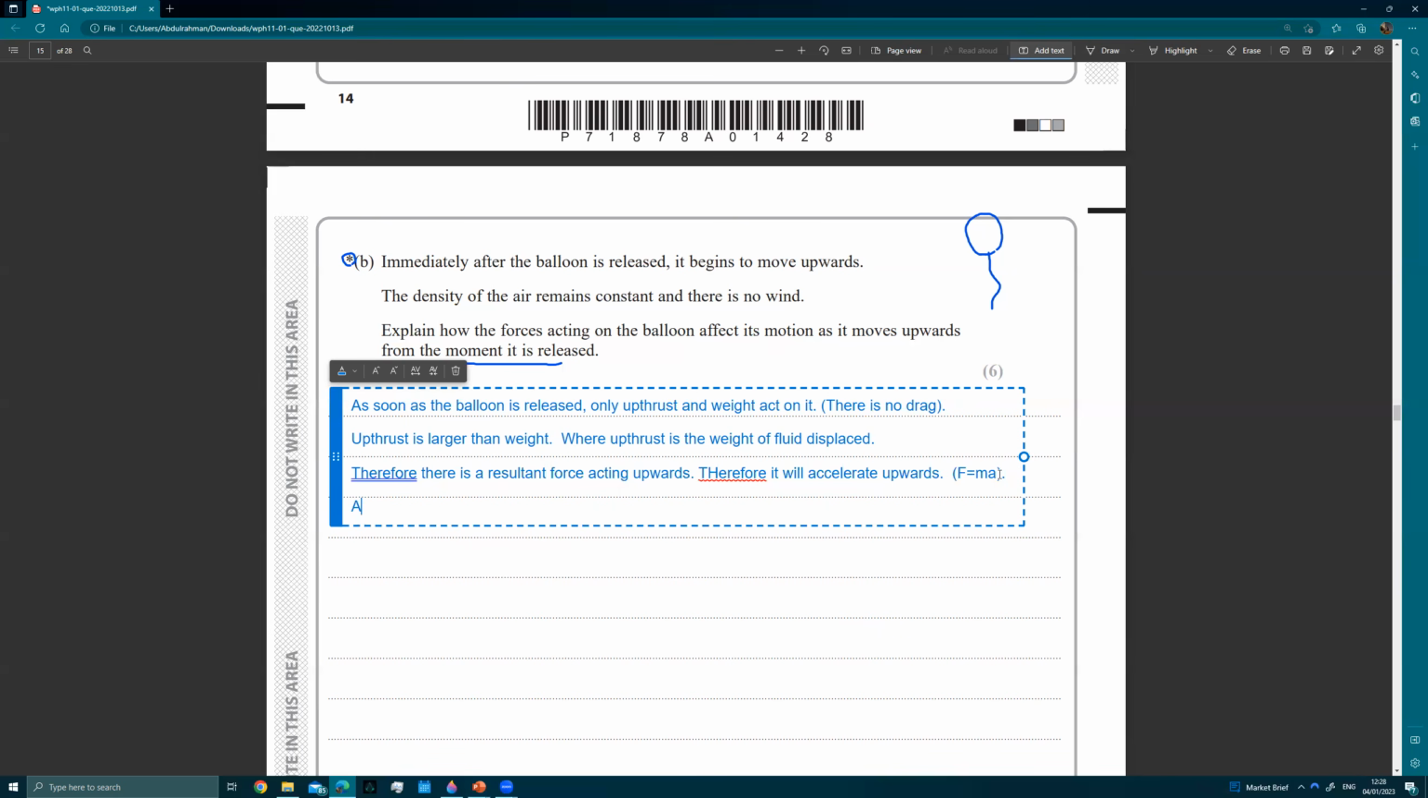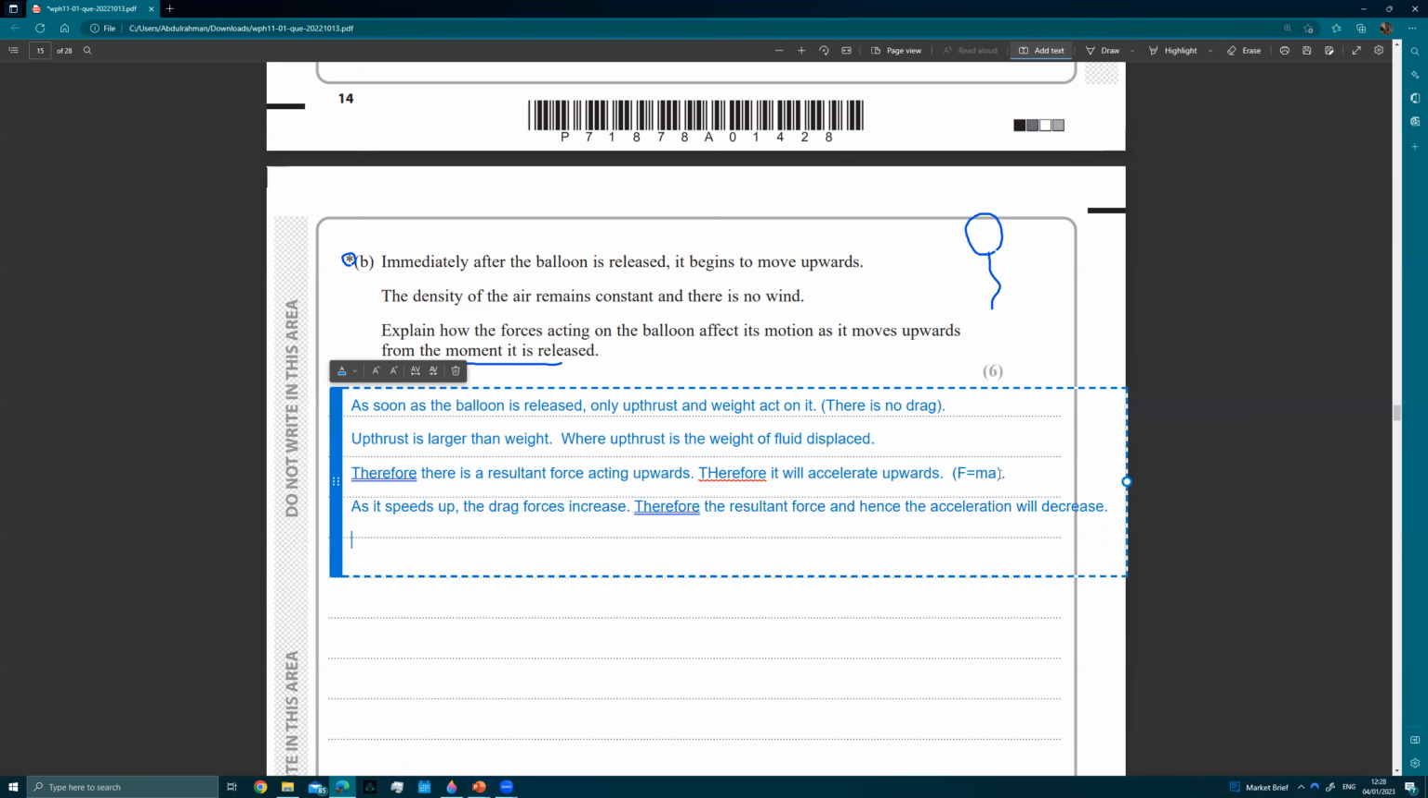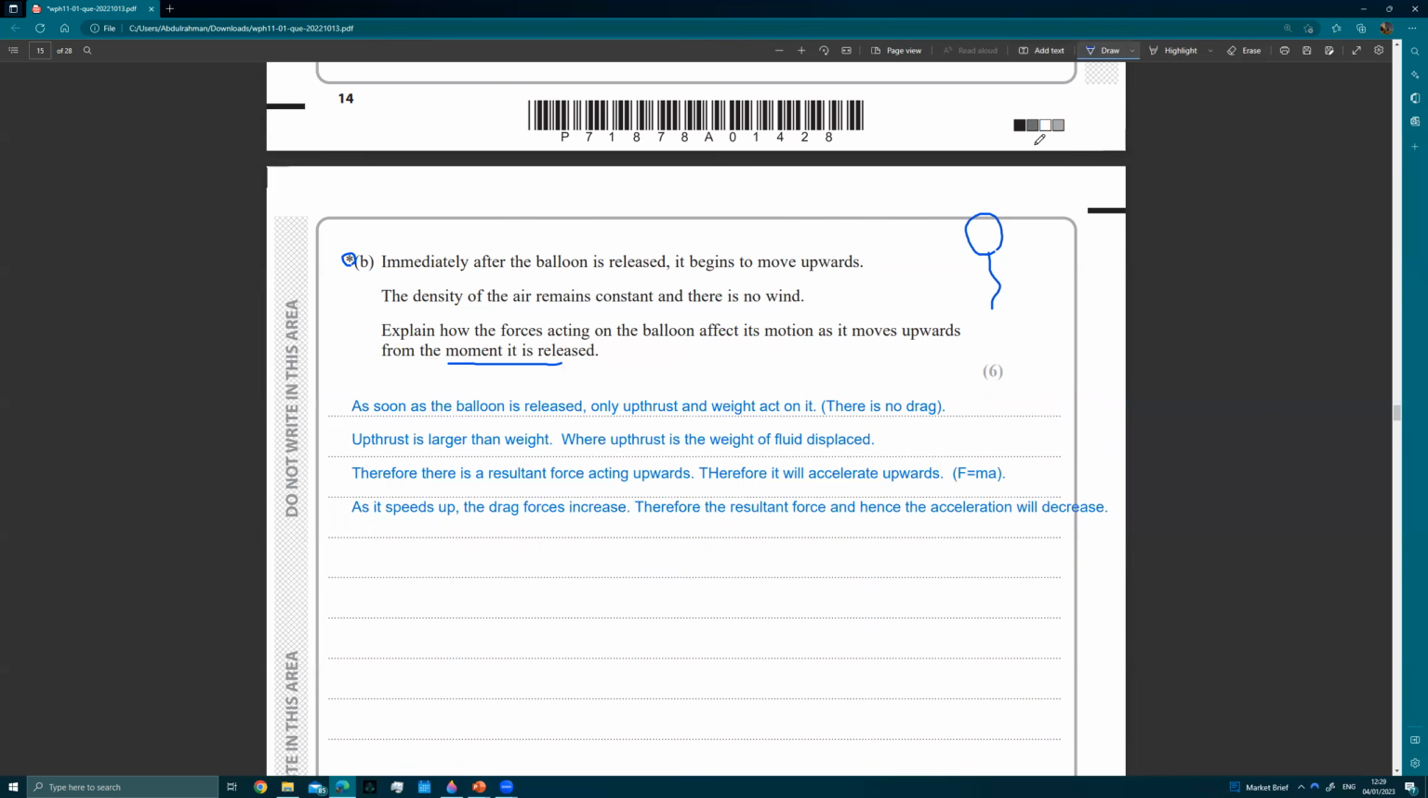So we're going to say, as it speeds up, the drag forces increase, right? Therefore, the resultant force and hence the acceleration will decrease. So as it's getting faster and faster and faster, there is now a larger force opposing its motion. So there's going to be a smaller resultant force. Because there's a smaller resultant force, there's going to be a smaller acceleration. Okay, so let's write that down.